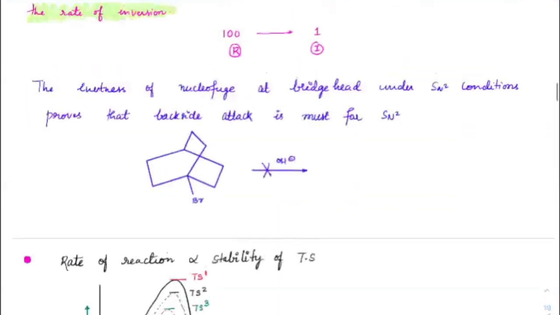This comes from the fact that we have been very persistent about the idea that there is always a backside attack. Experimentally, the inertness of the nucleophile at the bridgehead carbon in SN2 conditions proves that backside attack is a must for SN2. When this molecule was taken with OH minus, there was no reaction at all, which proves that SN2 can only happen with backside attack. Got it? That is why we are very persistent about it.